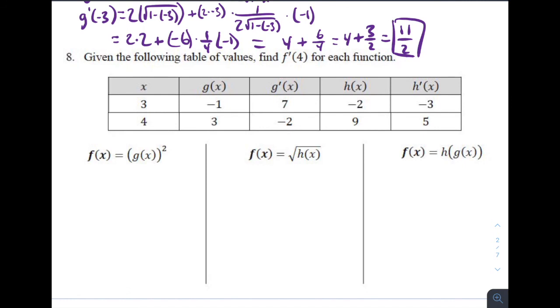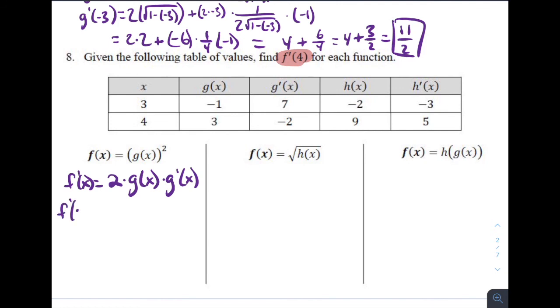In this case, if we take the derivative, our f prime here using that chain rule is going to be 2 times g of x. And then since g of x was the inside, we need to multiply by the derivative of g of x, so times g prime of x. This would be our derivative function for f prime if we use the chain rule on it. And so they're asking us for f prime of 4 for each of these.